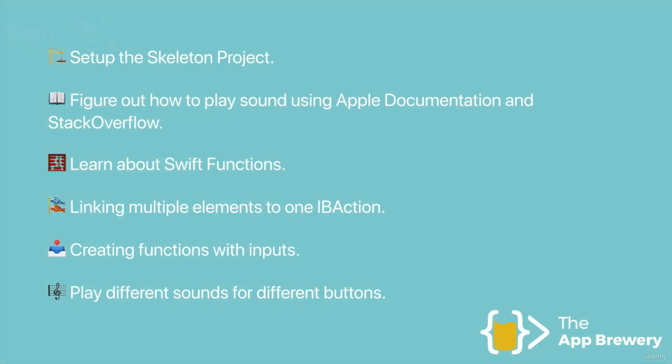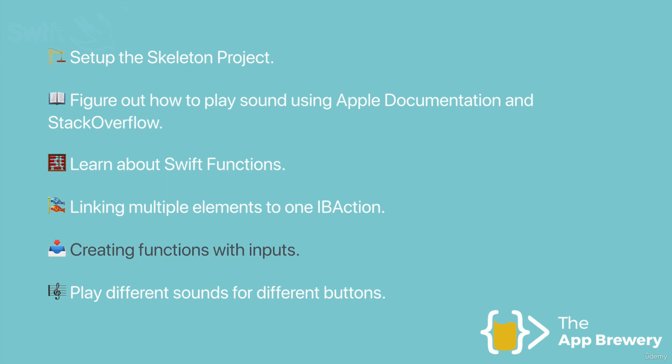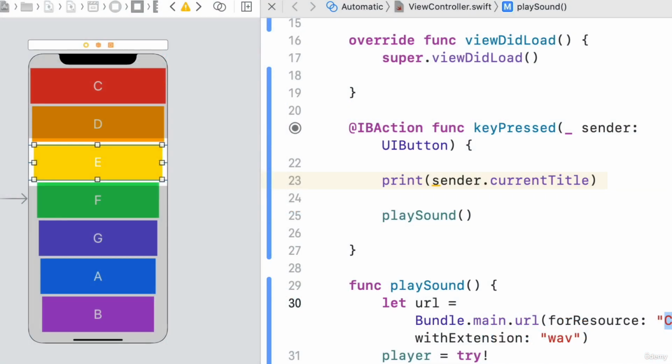The goal of this lesson is to really understand the Swift syntax behind functions with inputs. Our current problem is that when our xylophone key is pressed, we want to pass over the title of the button to our playSound function. To solve this problem, we have to learn about function parameters, arguments, and data types.